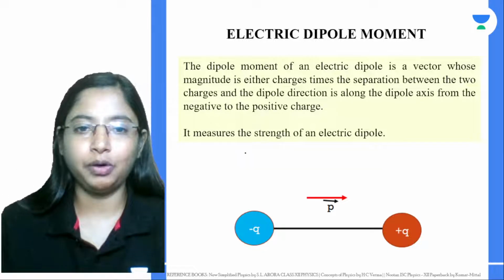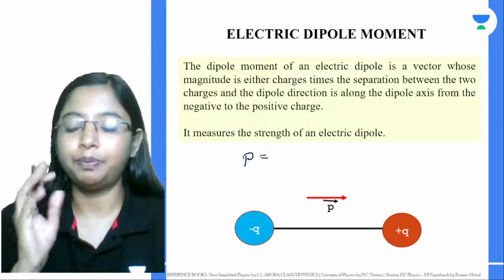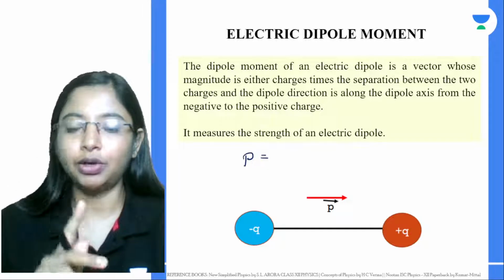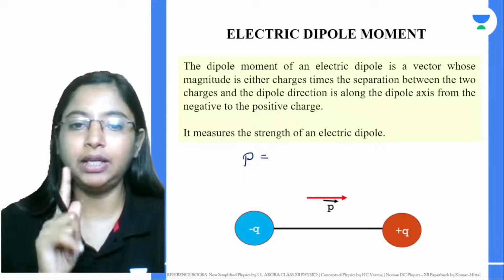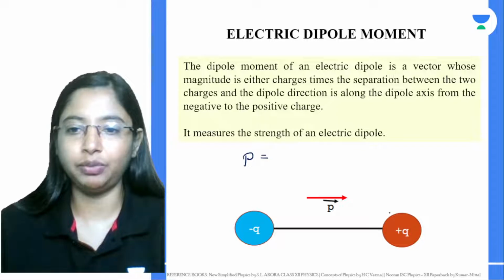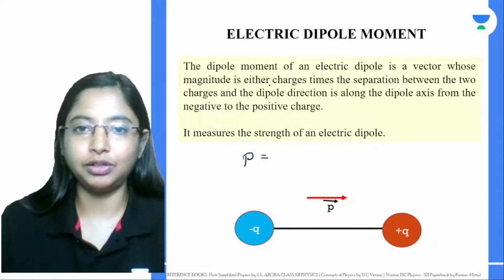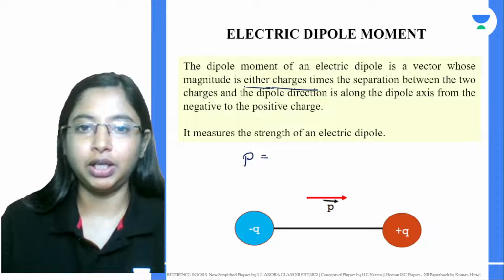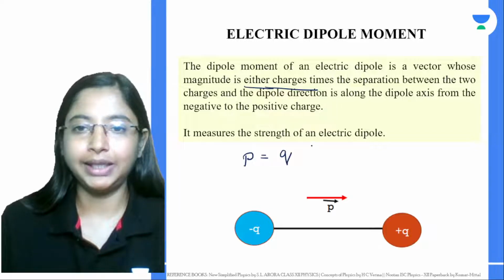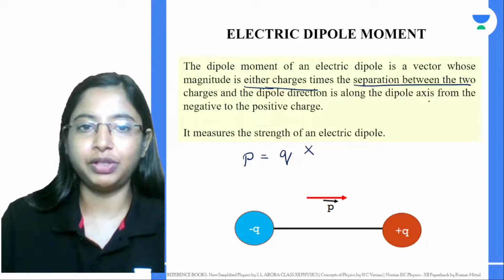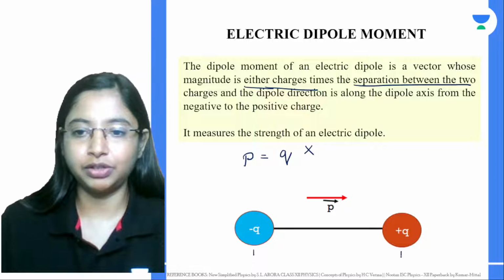The dipole moment is nothing but the product of the magnitude of either one of the charges, any one of the charges, that is q, times the separation between the two charges. What is the separation between the two charges?